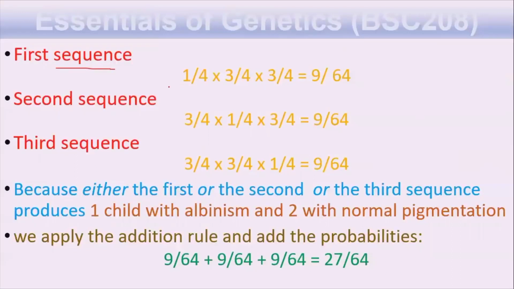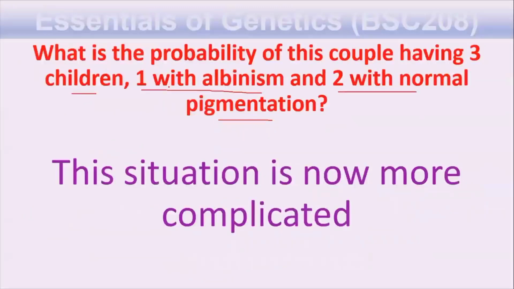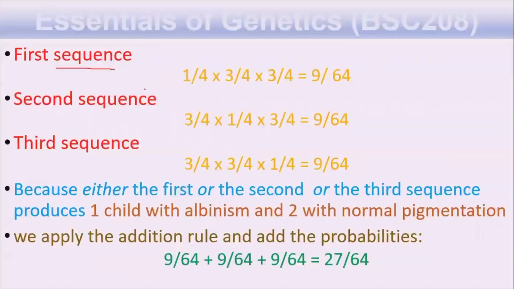So now the situation is that what is the probability of this couple having three children, and in those three children, one with albinism and two with normal pigmentation. So in that case, we will determine the three sequences. There will be a chance that their first child is affected, and there is a chance that their second child might be affected, and there is also a chance that their third child might be affected. So these are three different sequences.